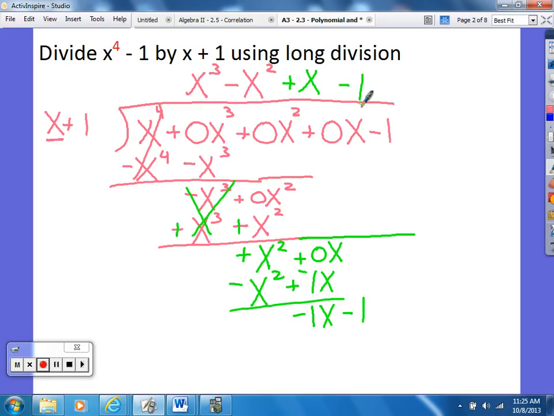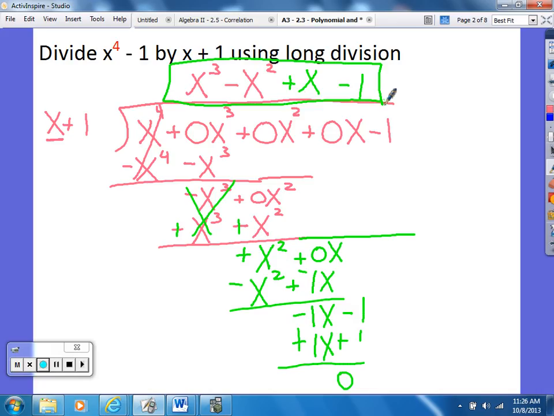Okay. So now we're on the minus 1. Negative 1 times x is negative 1x, right? Negative 1 times 1 is... Change the signs and add. Change the sign. Oh, no, I add. What do I get? 0. That means I get a remainder of... it's a remainder of 0. So this is my answer.